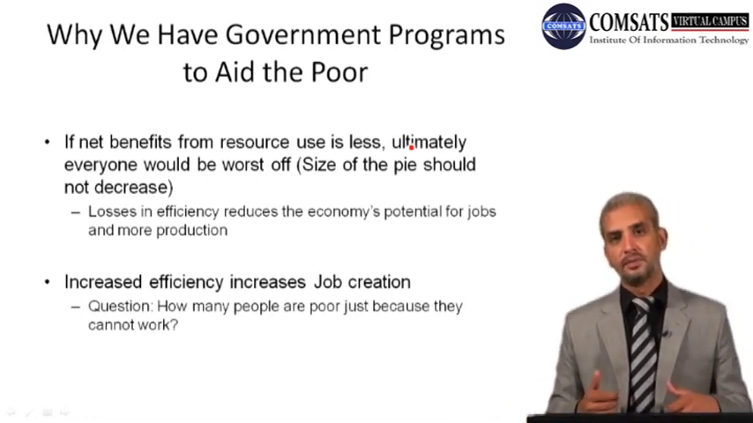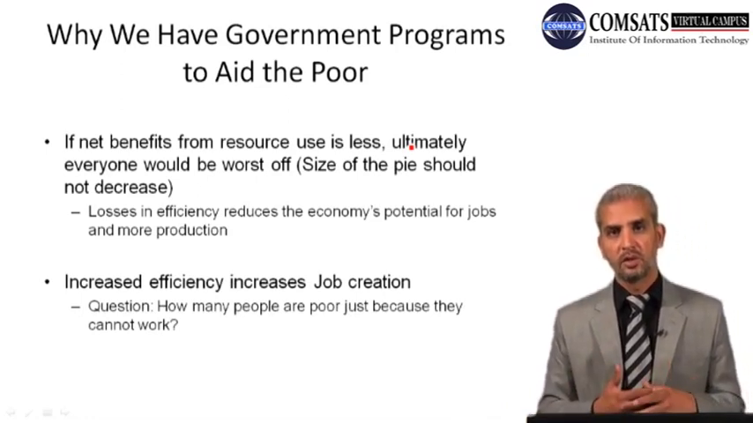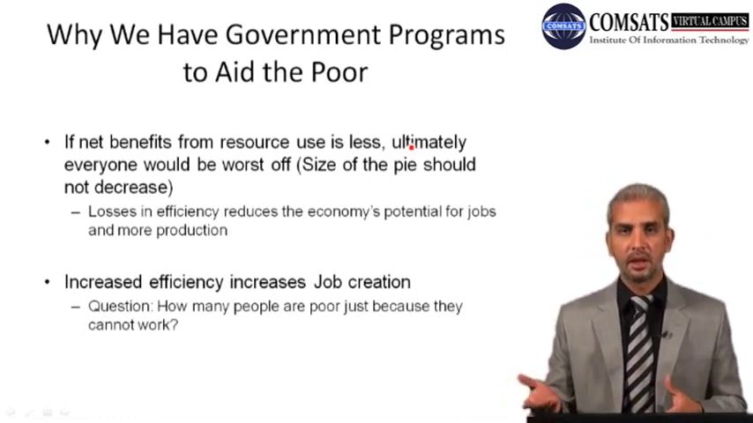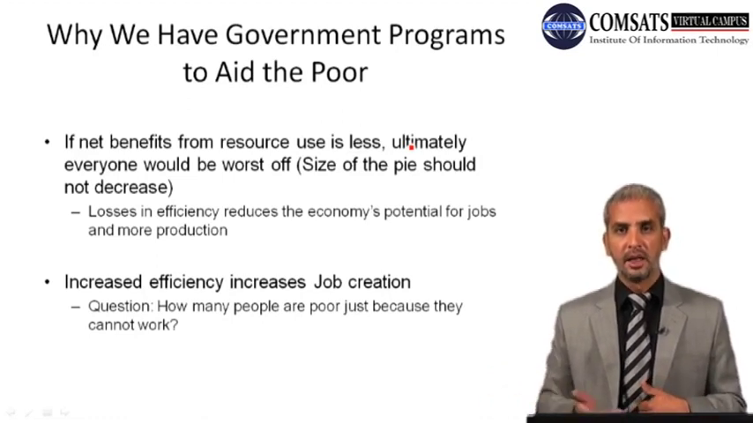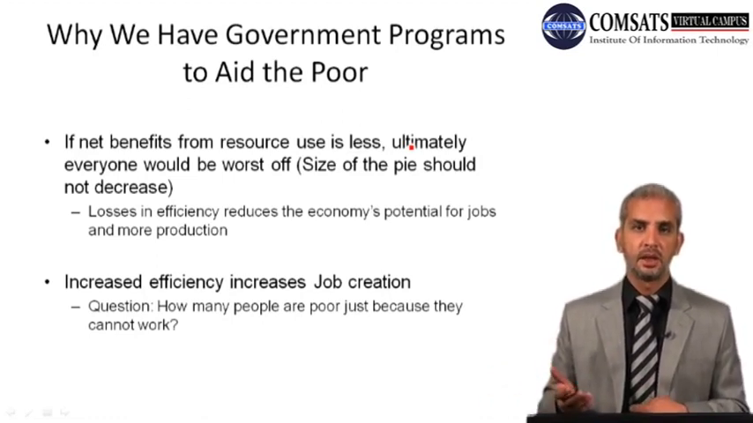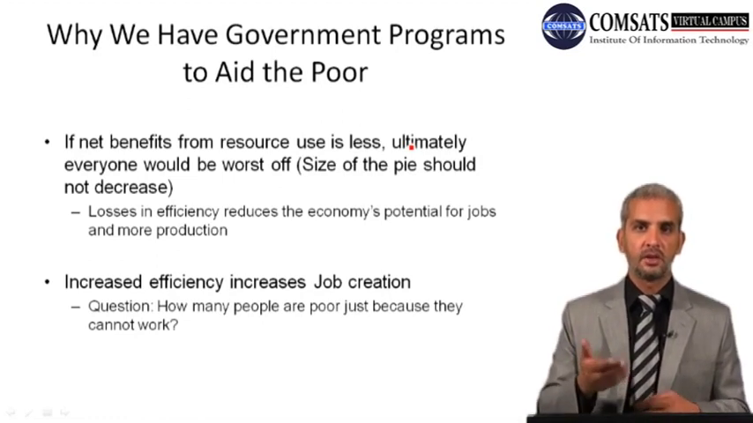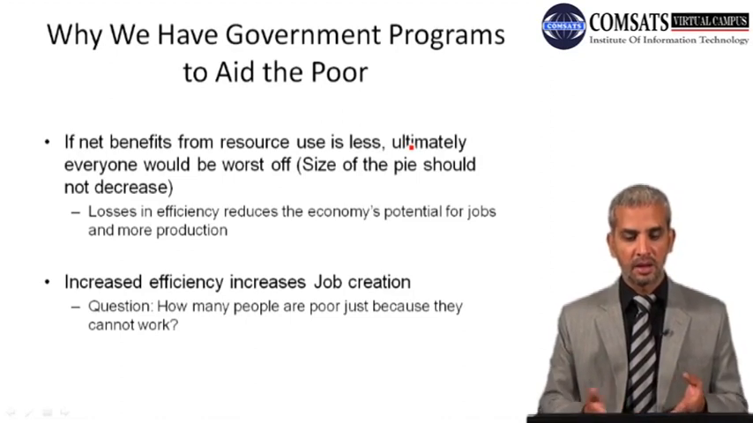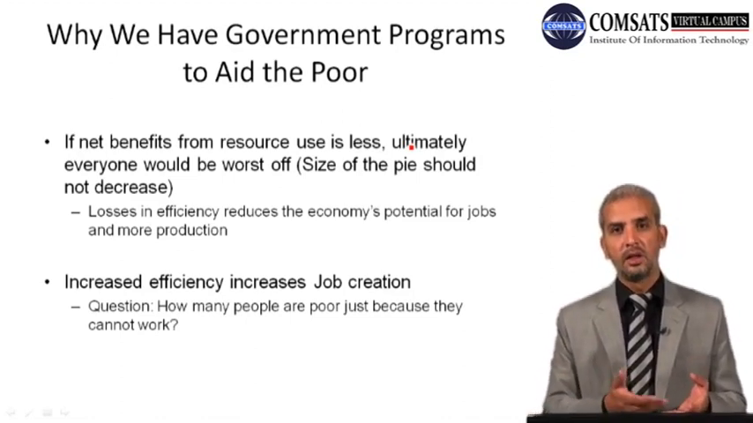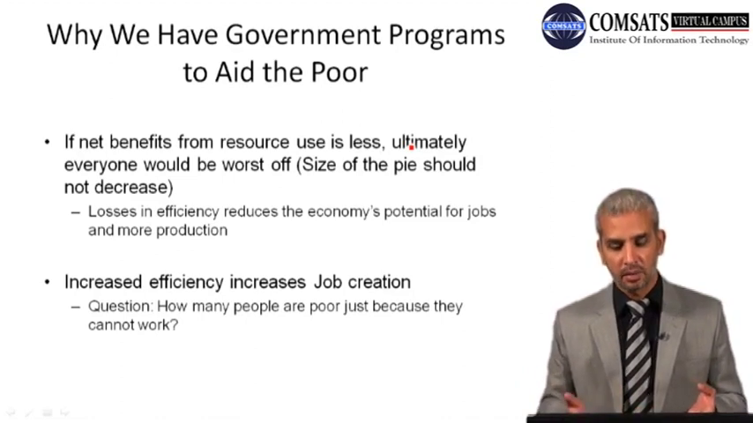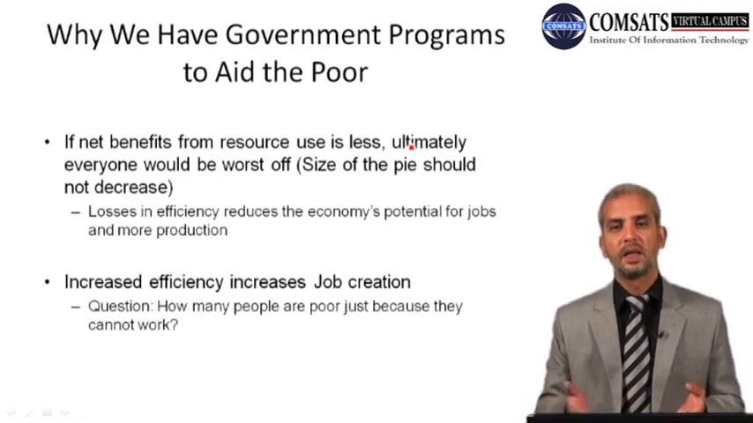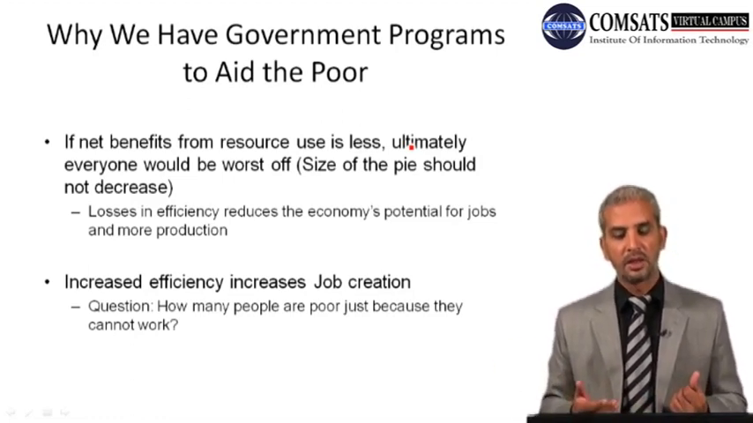And then we discussed that if the use of those resources is less efficient in the hands of the poor than in the upper class or other income segments, then it would be very risky to risk the efficiency of the economy. If the efficiency of the economy goes down, that would not be a sustainable process, because efficiency reduction would reduce the jobs available, and then how would you be able to support them next time, for the next year maybe. So loss in efficiency reduces the economy's potential for jobs and more production.